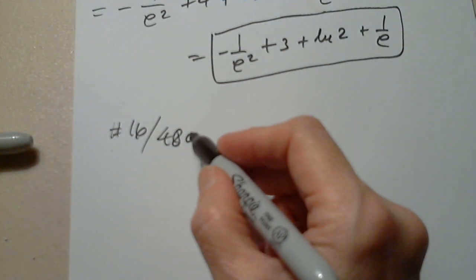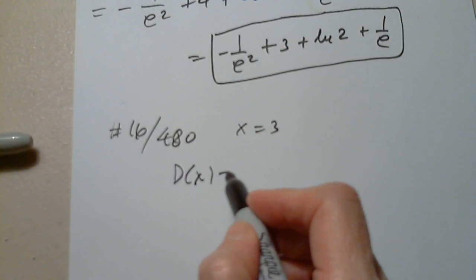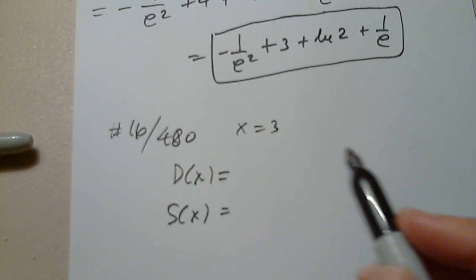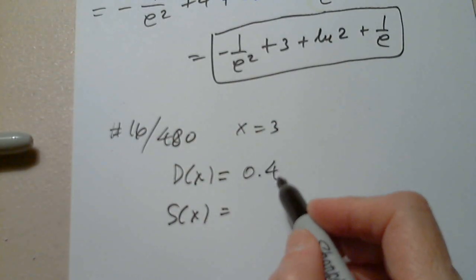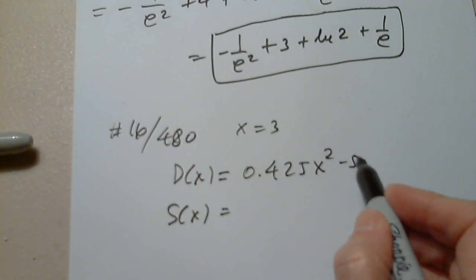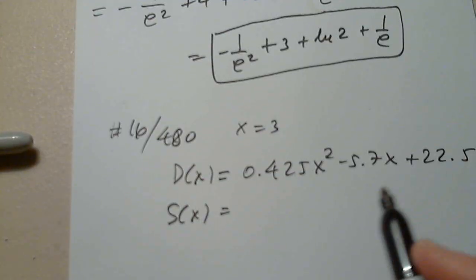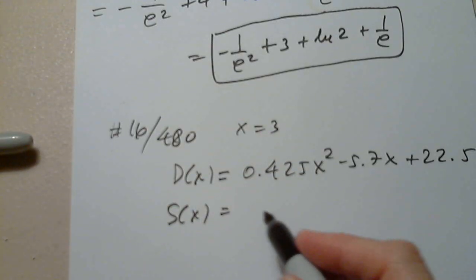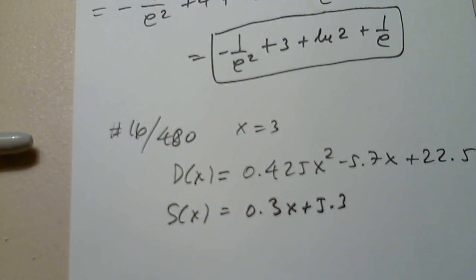He buys 3 slides. Good. And we also have the supply function. So the demand function is 0.425x squared minus 5.7x plus 22.5, and the supply function is 0.3x plus 5.3. Perfect. So we're looking at the producer.